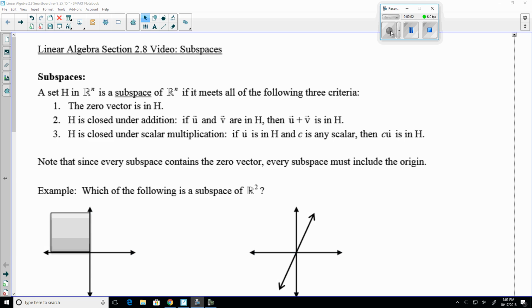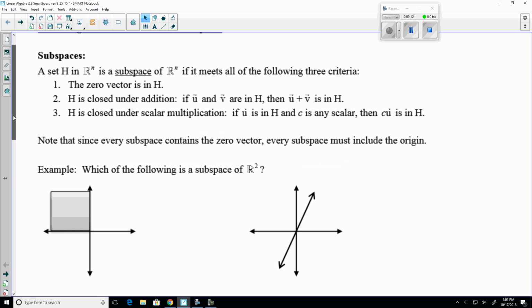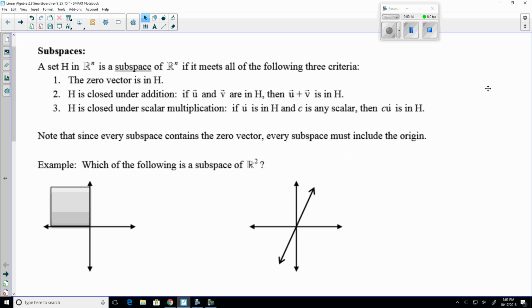So we're skipping to 2.8. It's about subspaces. So we just made up a new word. So we're going to define a subspace as a set of vectors that have a certain property.